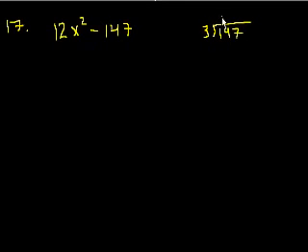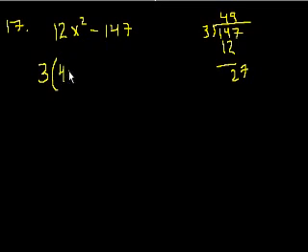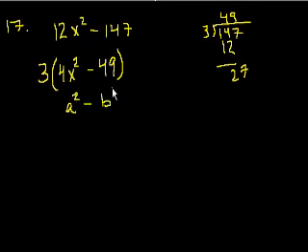147, let's work it out. 4 times 3 is 12, 27, it's 49. So we can factor 3 out of this, so then it becomes 3 times, what's 12 divided by 3? 4x squared minus 147 divided by 3, we just figured out was 49. And now this, once again, looks just like a squared minus b squared, where a would be 2x and b would be 7, right?